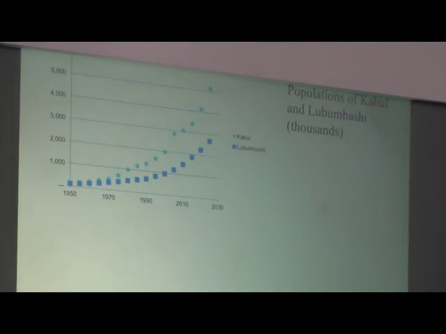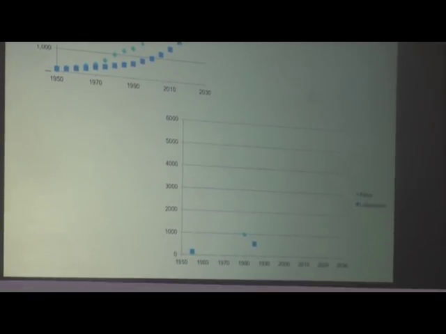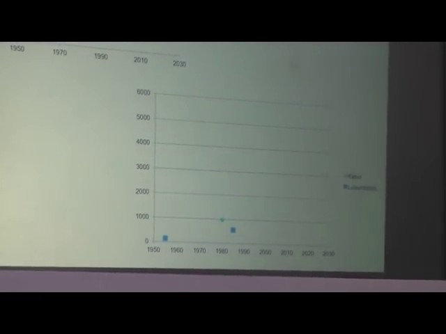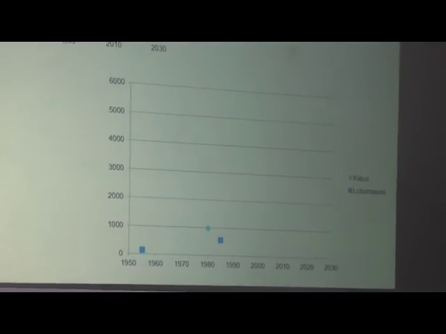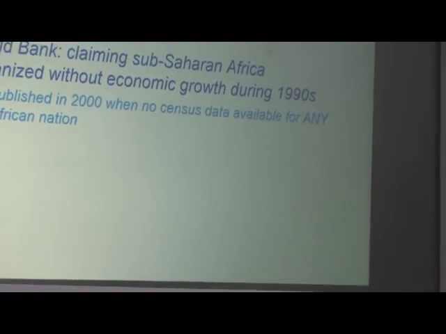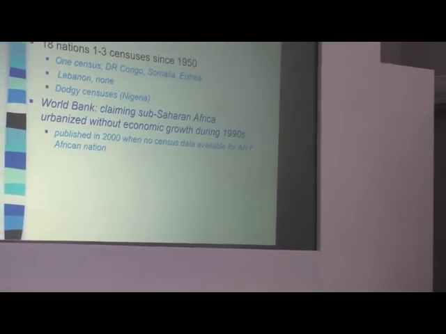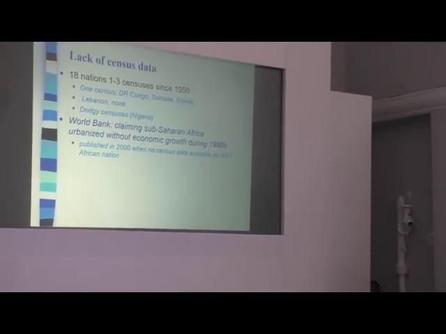What happens if we only use census data, recognizing that it's only census data that has the possibility of giving us accurate figures? You cannot project over a 50, 60, 70, 80-year period on the basis of one or two data plots. There are many nations that have had only 1, 2 or 3 censuses in the last 50, 60, 70 years. So we really don't know a lot about current urban populations.